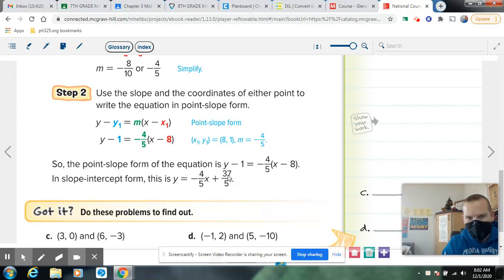If you don't like this as an improper fraction, you can do on your calculator 37 divided by 5 and make it as a decimal. I would leave this because remember, slope is rise over run. It's supposed to be a fraction.